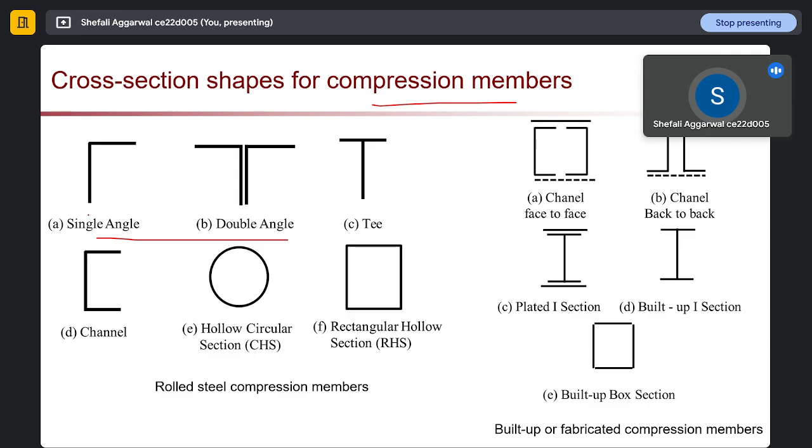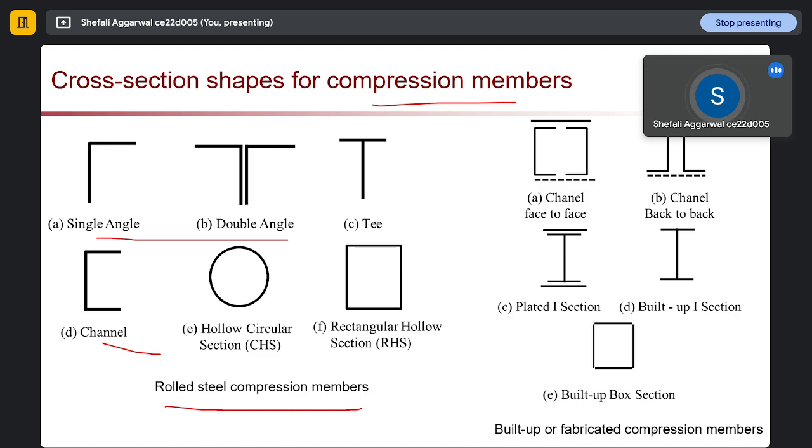Compression member. So we can have single angle, double angle, or we can have T type. Then we have channel sections, C type, and we can also have some hollow sections which can be in the shape of circle or in shape of rectangular. These are the types of compression member, normal rolled steel compression member.